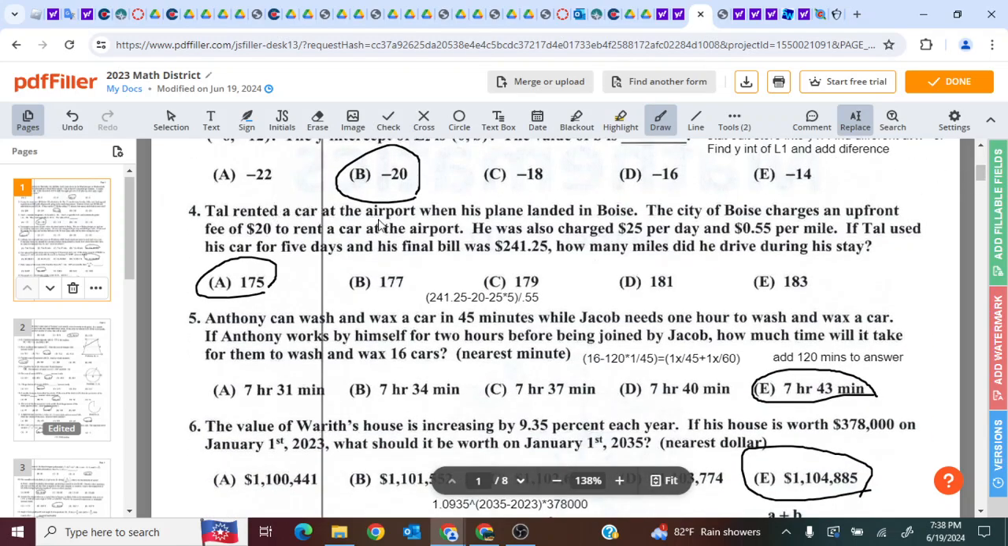Number 4. Tao rents a car at the airport. The airport cost him $20. It also charged $25 per day and $0.5 per mile. If Tao used his car for 5 days and paid that much, how many miles did he drive? Well, let's figure out how much of the money he spent on miles. So the whole thing minus the $20 up front, and then minus 25 times the 5 for the day cost for using it for 5 days. Then you divide it by the mile cost to get the total number of miles he drove, which is 175.